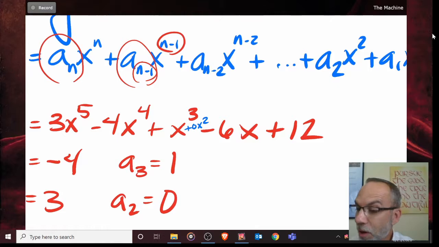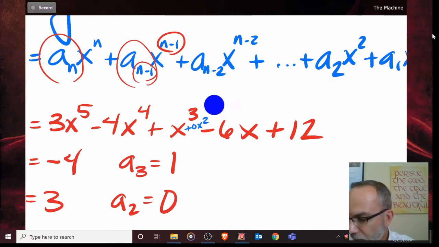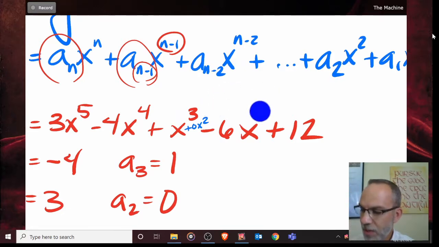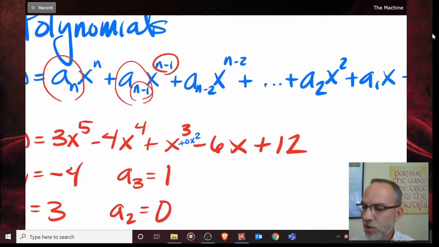Did you notice that all of these exponents are counting down? That's another thing. Did you notice it goes 5 and then 4 and then 3 and then an unwritten 2 and then a 1, because the exponent here is 1, and then x to the 0, right? Did you notice that that pattern is what shows up over here with the general form? n is where it starts.